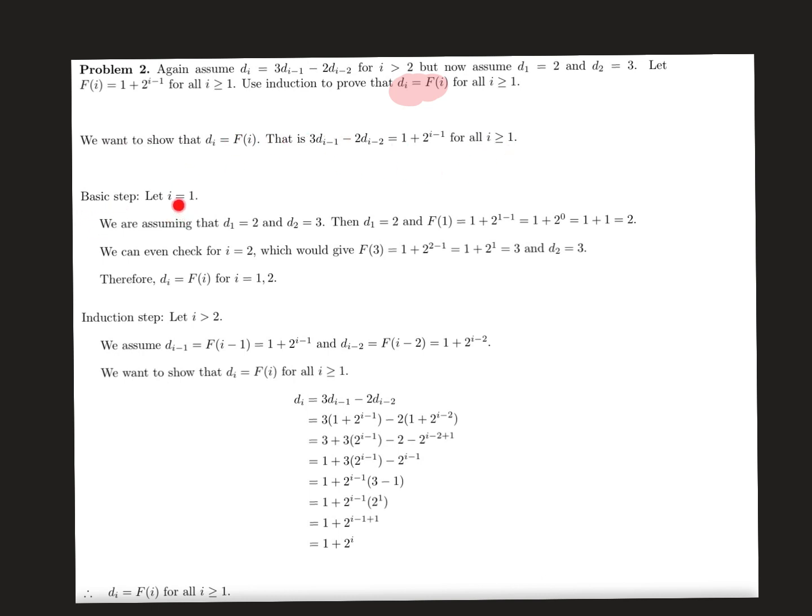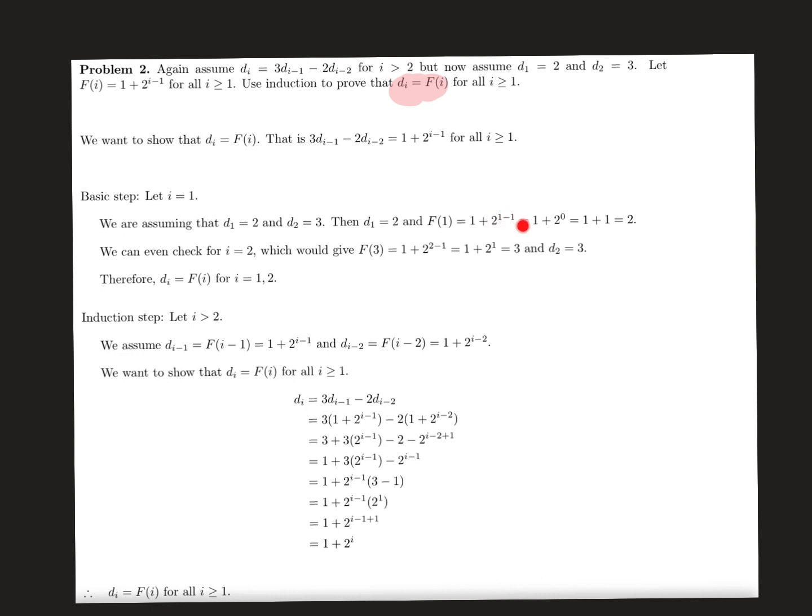So the basic step is: let I equal 1. We're already assuming that d1 is equal to 2 and d2 is equal to 3. So if d1 is equal to 2, that's where I equals 1. f1 is going to be equal to 1 plus 2 to the power of I minus 1. Remember, we get f from this expression. So we plug a 1 in for I, and we get 1 plus 2 to the power of 1 minus 1.